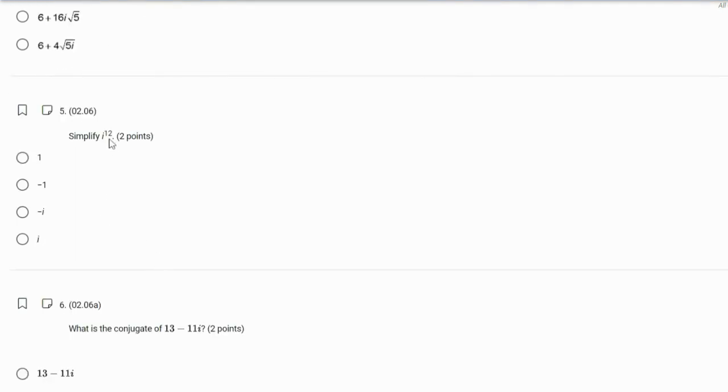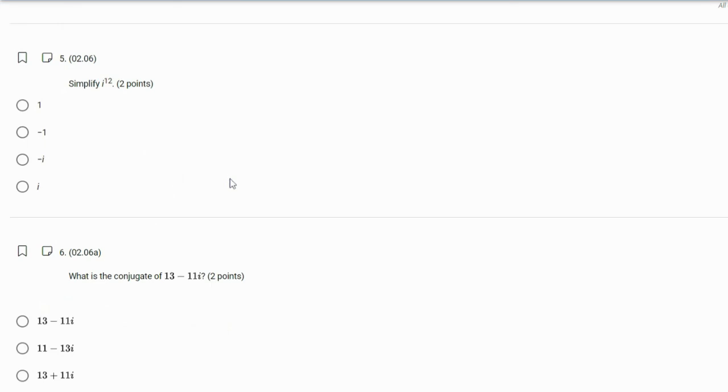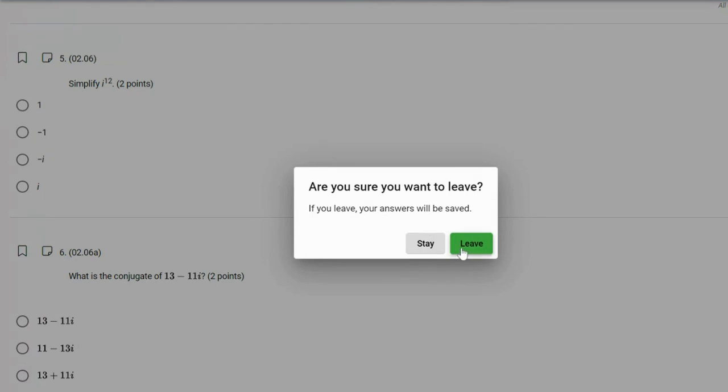Simplify i to the 12th. 1, 2, 3, 4, 5, 6, 7, 8. All right. And what is the conjugate of 13 minus 11i? If you need to back up one and watch that video again, but don't make this hard. 13 minus 11i has a conjugate. What is the conjugate? All right, 6 questions. Let's look at the next lesson because this is where it gets fun.